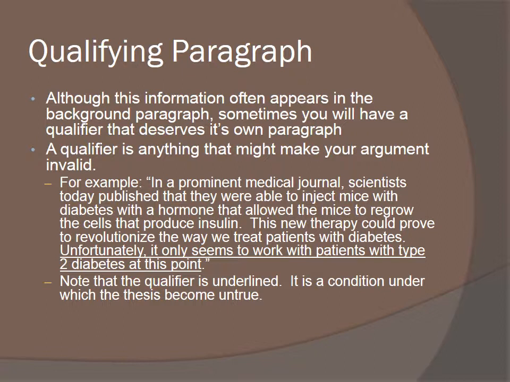For example, in a prominent medical journal, scientists today published that they were able to inject mice with diabetes with a hormone that allowed the mice to regrow the cells that produce insulin. This new therapy could prove to revolutionize the way we treat patients with diabetes. Unfortunately, it only seems to work in patients with type 2 diabetes at this point. Note that the qualifier is underlined. It's a condition under which the thesis might become untrue. That would be a qualifying paragraph. And if you were to write about this new therapy, this particular essay would need a separate paragraph that talked about why it would only work with patients with type 2 diabetes.